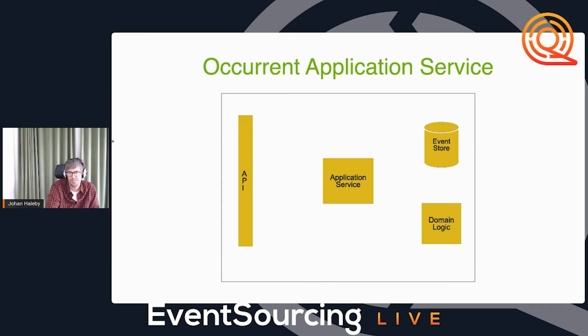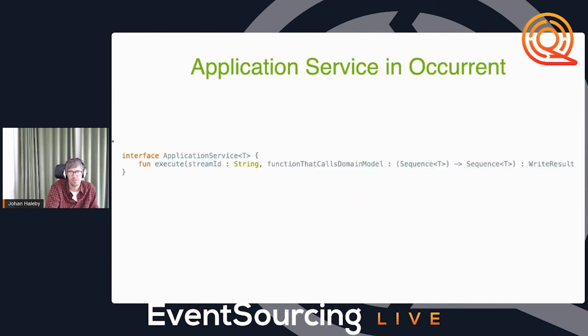Now we're going to look at the application service. And this is, again, not something that you need to use if you don't want to. You can write your own. It's actually pretty easy to do. But Occurrent ships with a so-called generic application service that you can probably use for most cases. So we're going to look at the one that is shipped with Occurrent.